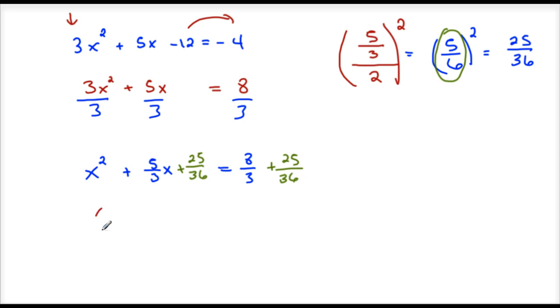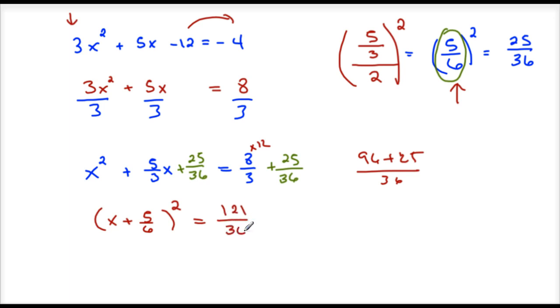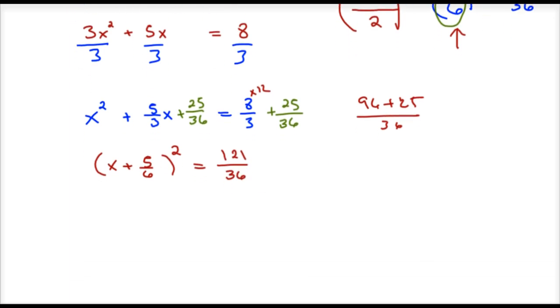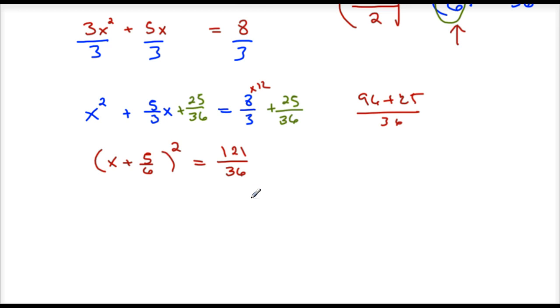What do I get when I factor this? x plus, what are factors of 25 over 36? Well, they're right here. Your 5/6. Those are your factors. So x plus 5/6 times x plus 5/6, or x plus 5/6 squared equals. Here I'm going to reduce this. I'm going to multiply this by 12 to get a common denominator. So I get 96 plus 25 over 36. So I get 121 over 36. Those numbers should be looking pretty nice to you right now.